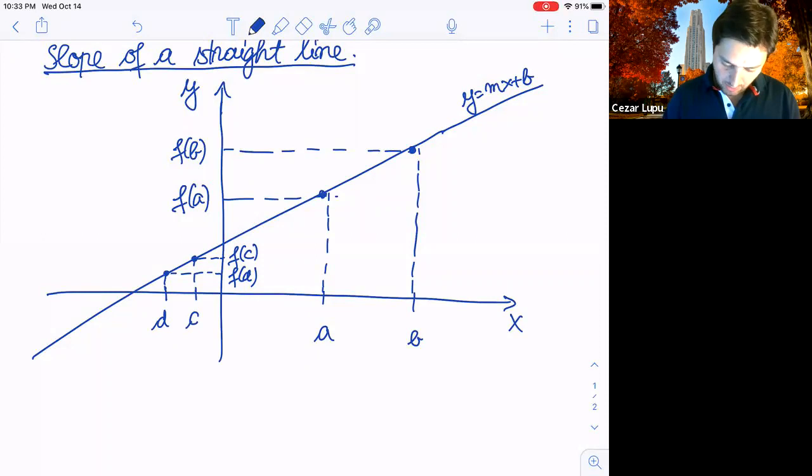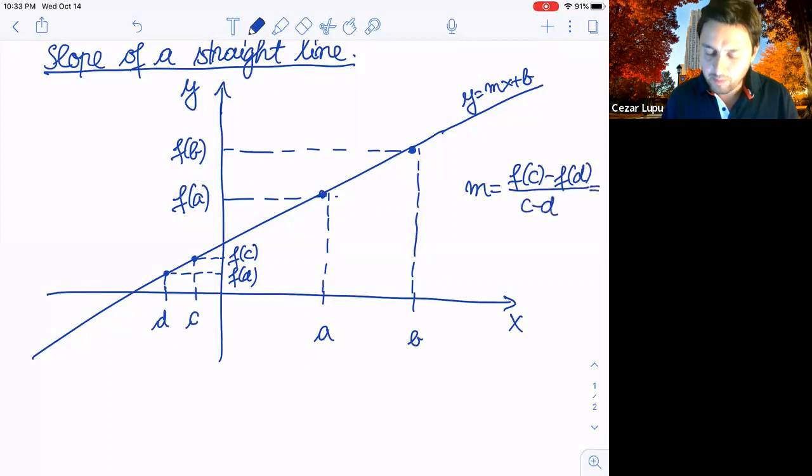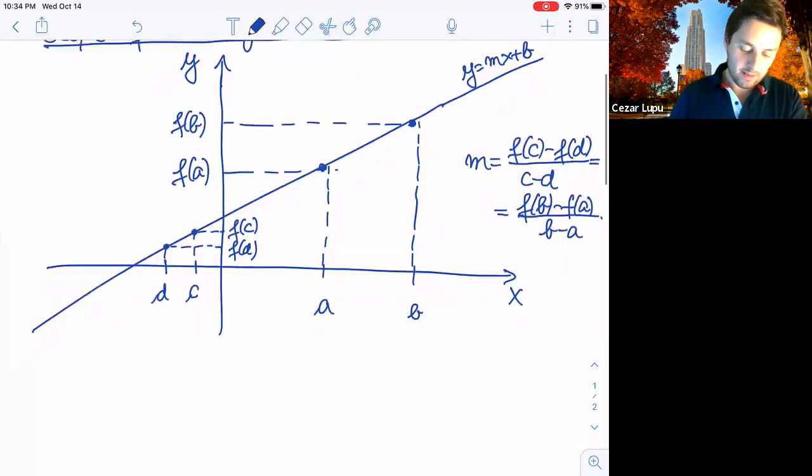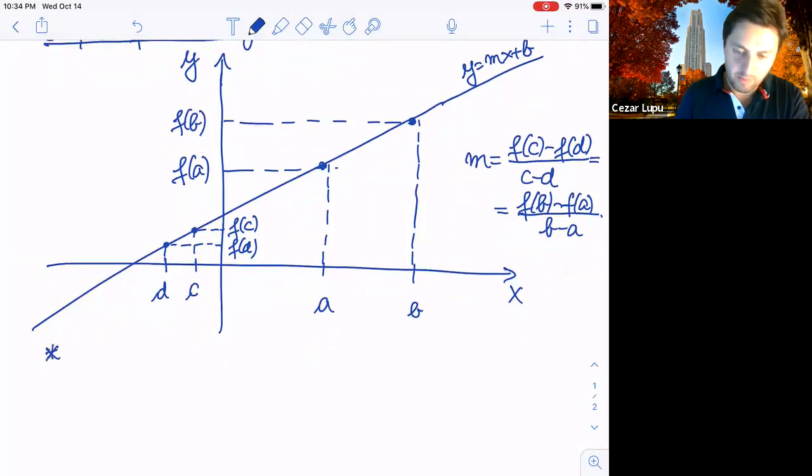And you know that the expression for m is nothing else than just f of c minus f of d over c minus d. It doesn't matter which point you take on that line, the slope will be the same. Or you can write this as f of b minus f of a over b minus a, right? So you can consider other two points, and then you can take this difference, and it will be the same.